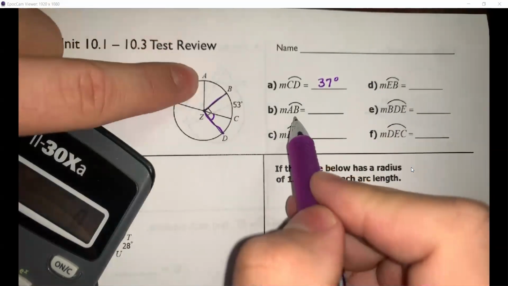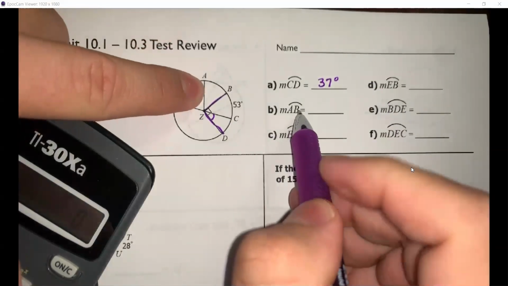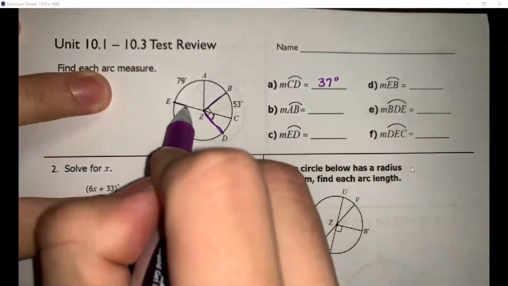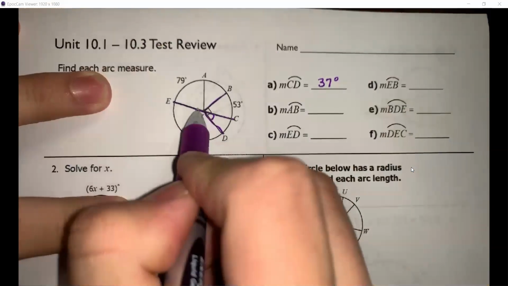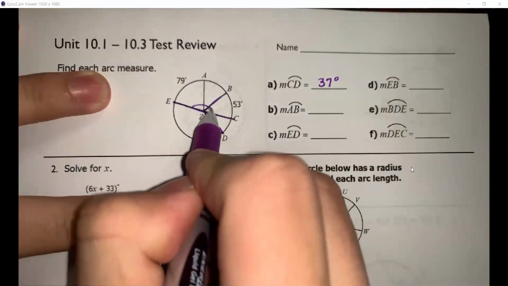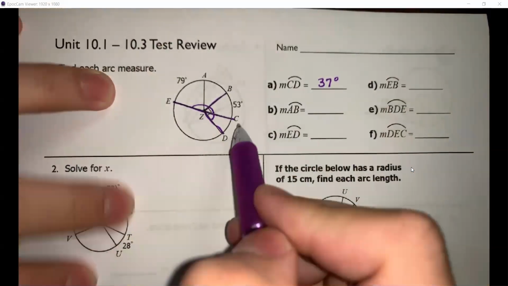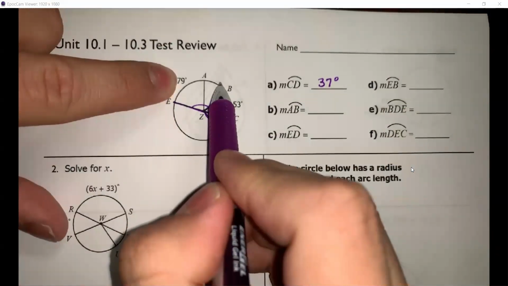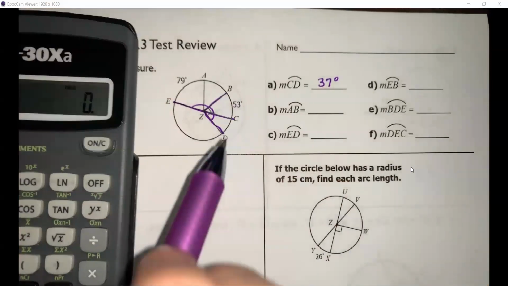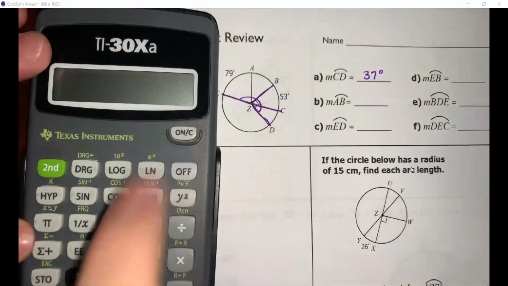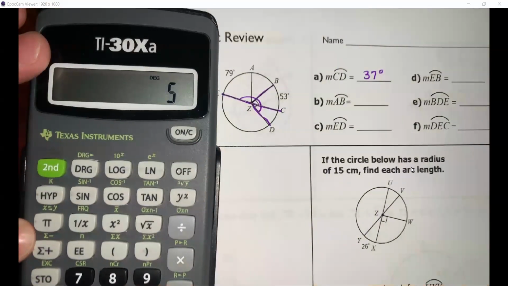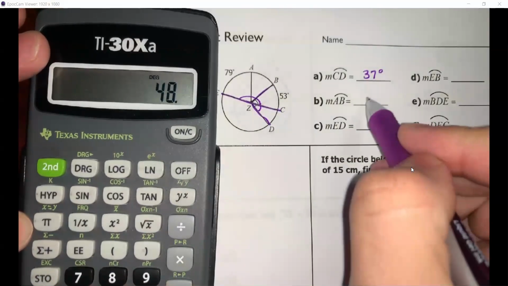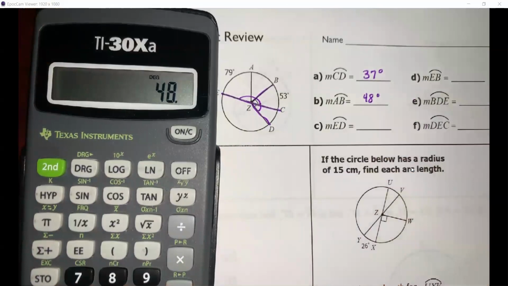The next question is saying find the measure of arc AB. Well, the other property we should probably remember is that if I look at a straight line, I know that this whole thing right there is equal to 180 degrees. Well, I already have two pieces of that 180 degrees. So to find the missing piece, I can just subtract those two from 180. So I'll do 180 minus 53 minus 79, and you know that AB is equal to 48 degrees.